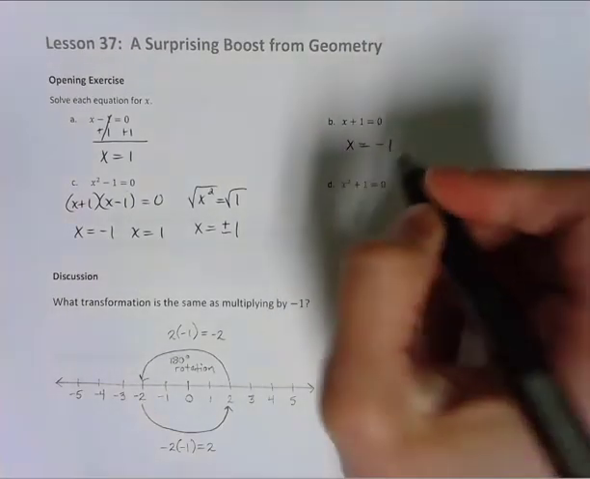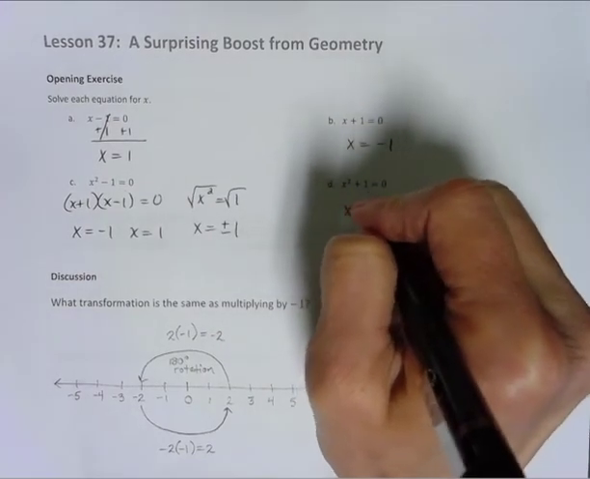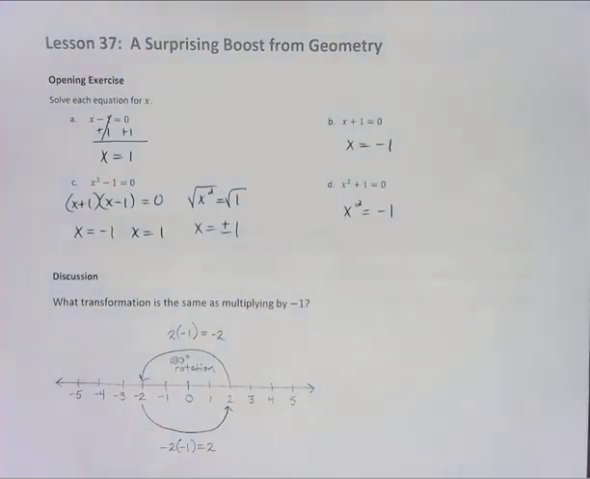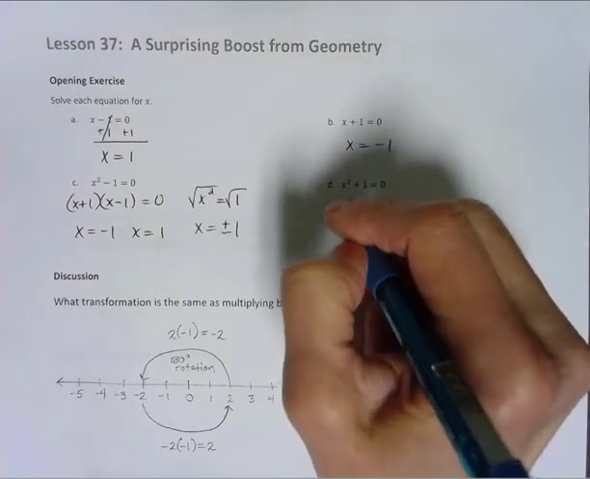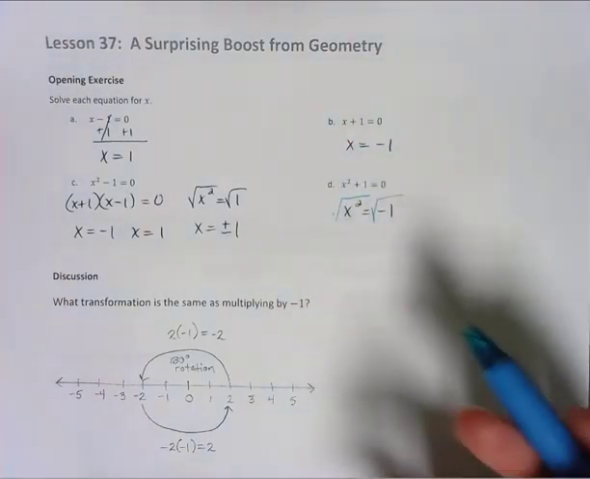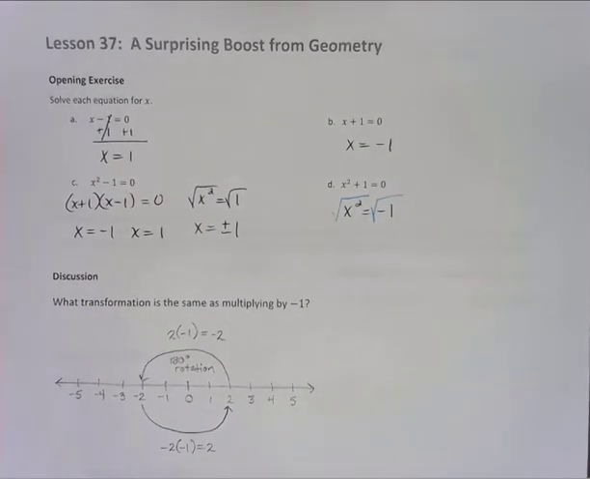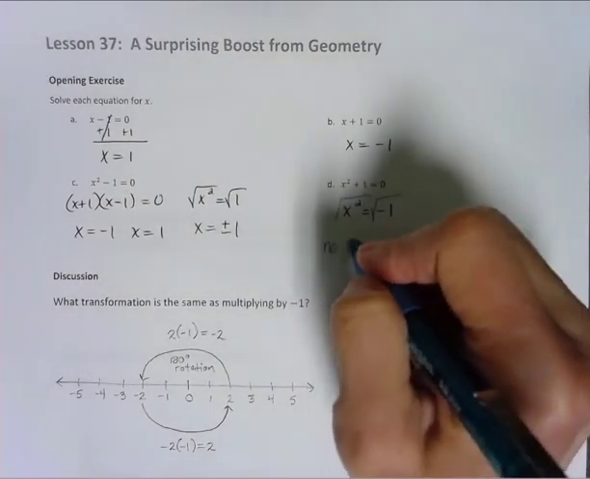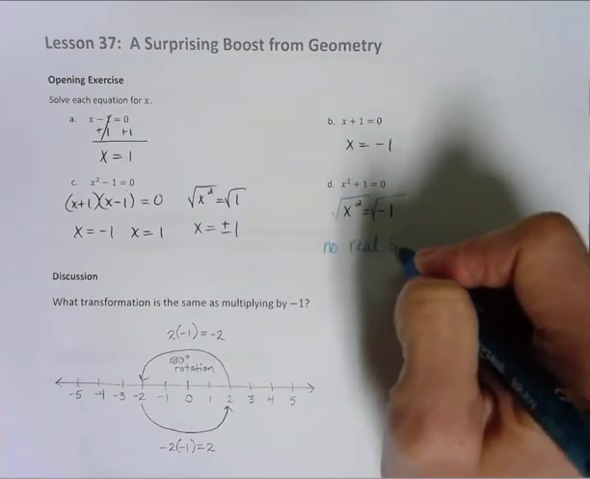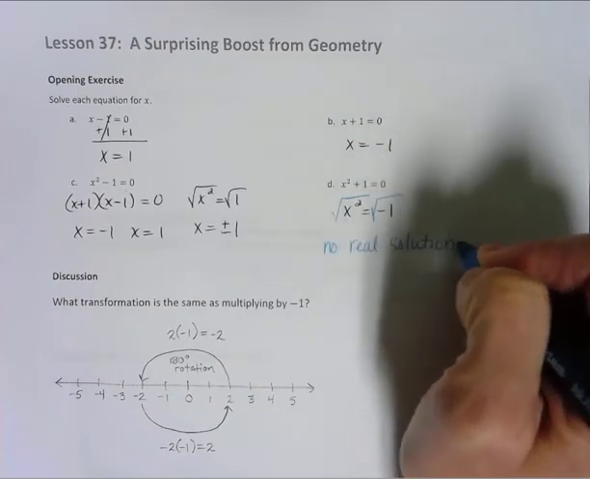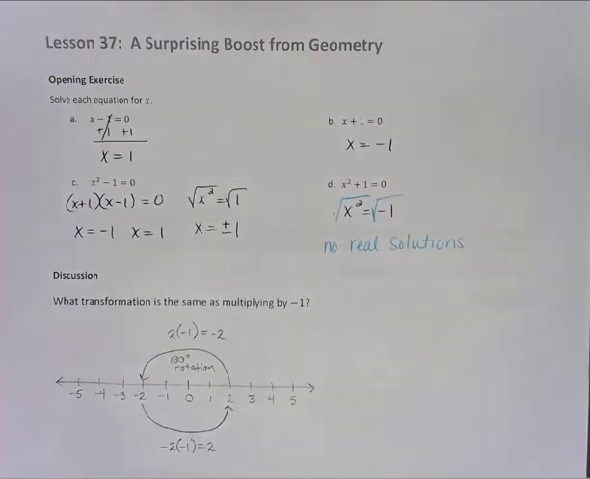Now, if we get to this one, we have no way of factoring because it's x squared plus 1. And if we use the extracting square roots technique, we get x squared equals negative 1. We solve by taking the square root of each side. And right now, until today, we didn't have any way of dealing with the square root of negative 1. We would just say, whoops, no real solutions, right?